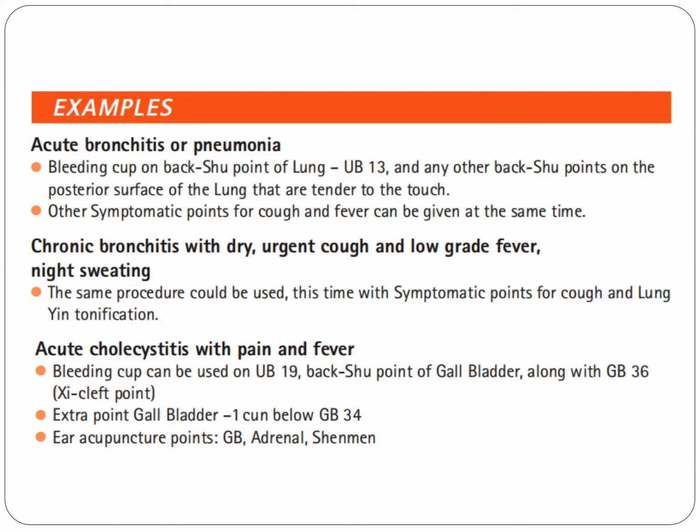So, along with gallbladder 36. Ito naman po ay xi-cleft point. Pwede rin pong gumamit ng extra point ng gallbladder. Ito yung 1 tune below gallbladder 34. Extra point ng gallbladder. So, ear acupuncture points po, yung gallbladder, adrenal, and Shenmen. Hanapin po natin yan sa part ng tainga.